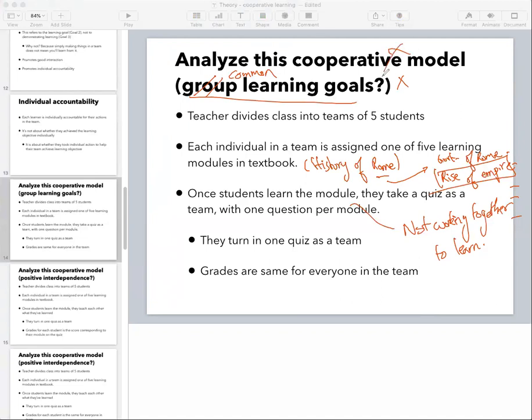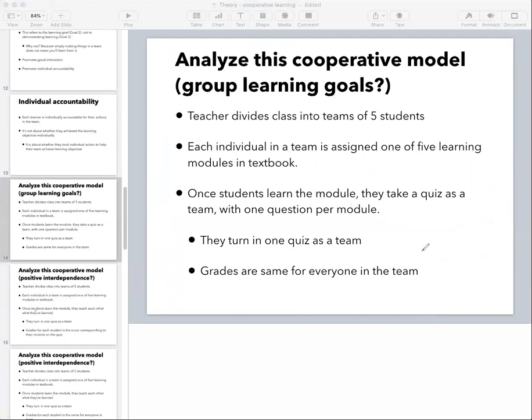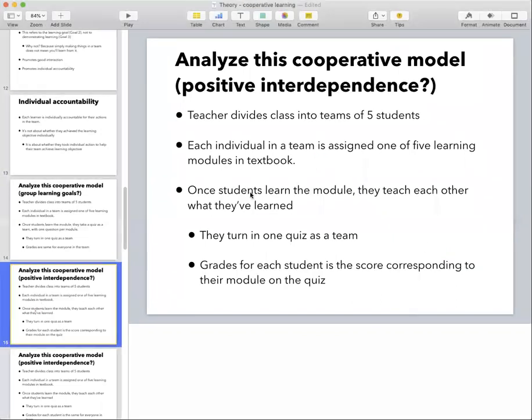Now let's move on to a different version of this and analyze it again. In this case, you have the teacher who does the same thing, divides his class into groups of 5. Each individual is assigned one of 5 learning modules. Now, here's the thing. Students learn the module, but this time they're explicitly required to teach each other what they have learned. Similarly as before, they turn in one quiz as a team, and the grades for each student is the score corresponding to their own module in the quiz.